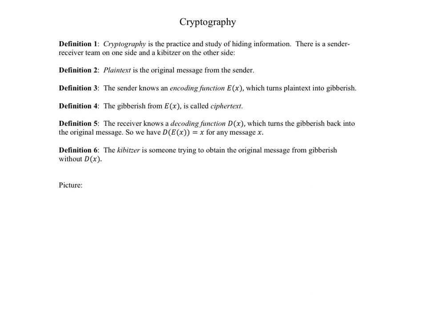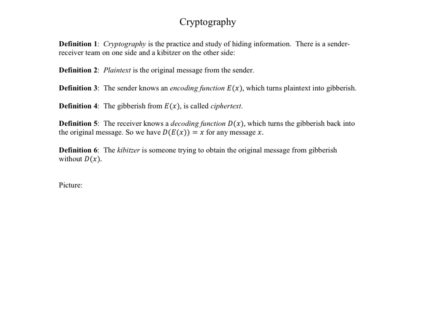And then finally, the kibitzer is someone trying to obtain this message, which we're trying to keep secret from the sender and receiver team. But the kibitzer does not get access to what the decoding function is, or at least originally does not have access to that.